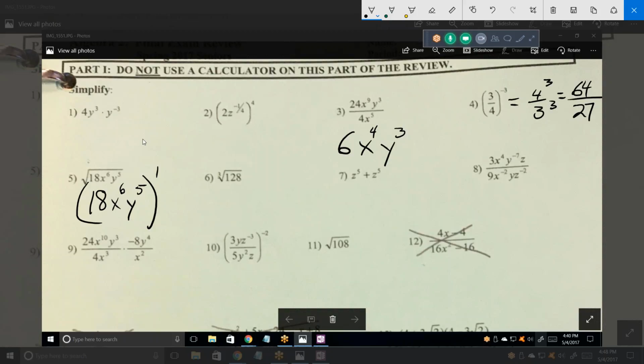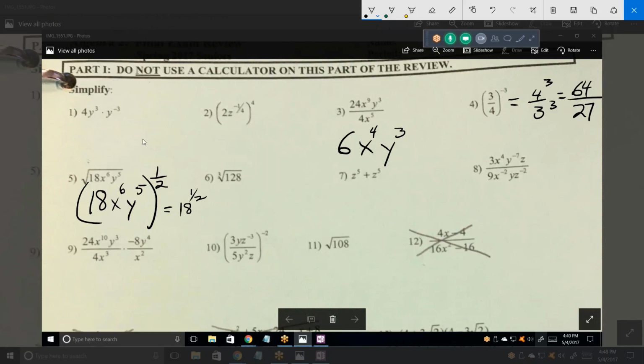Cubed. 1/2. Oh. If it was the cube root, it would be 1/3. Okay. If it was the 4th root, it would be 1/4. In other words, whatever the denominator of the fractional exponent is, that's the root. Okay? Now, let's simplify that. We have to apply that 1/2 to all 3 terms. So, I'm going to start by saying 18 to the 1/2.